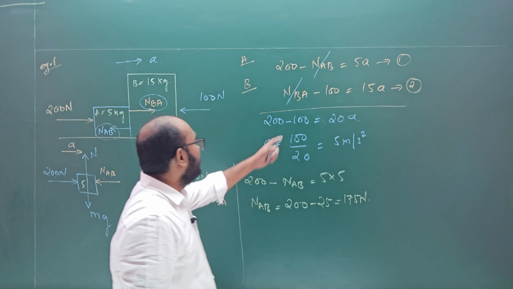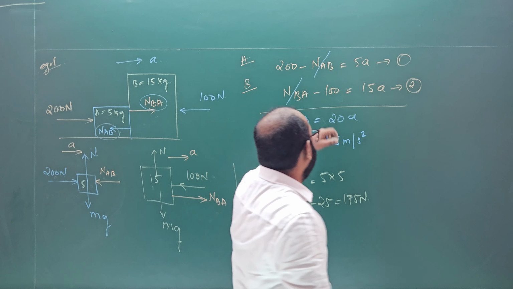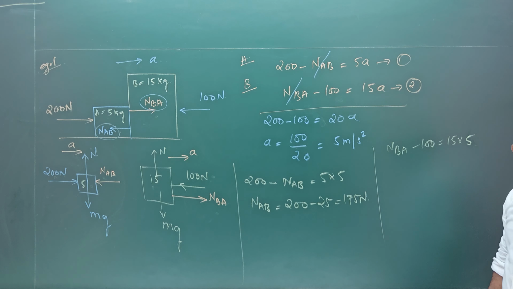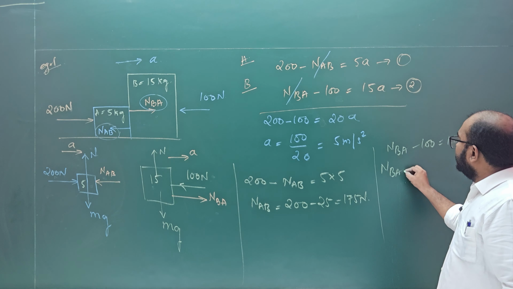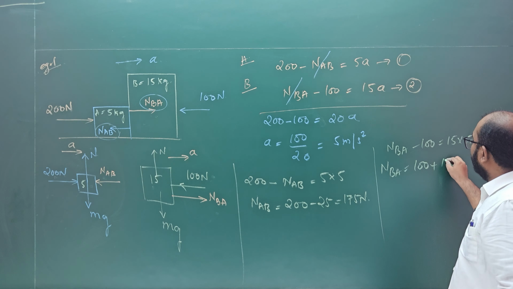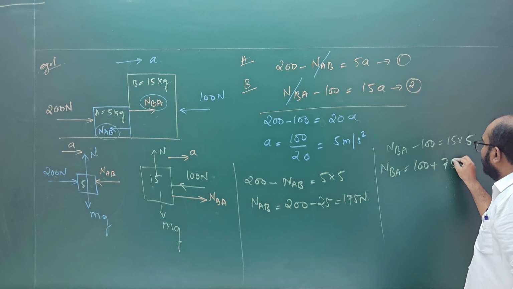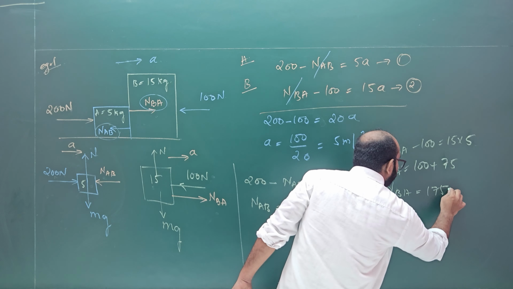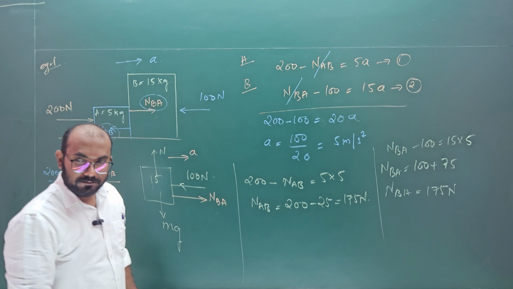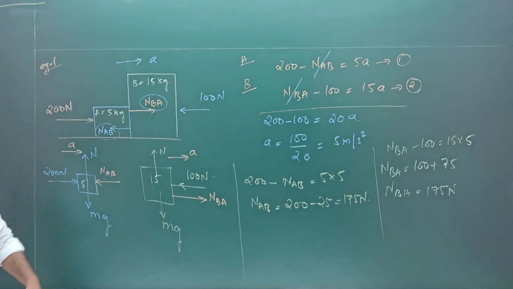Similarly, substituting the value of A in equation 2, NBA minus 100 equals 15 into A, and the value of A is 5. Yes or no? So 15 times 5 is 75. So NBA is nothing but 100 plus 75. So the final answer is NBA equals 175 newtons. So mathematically also proved.